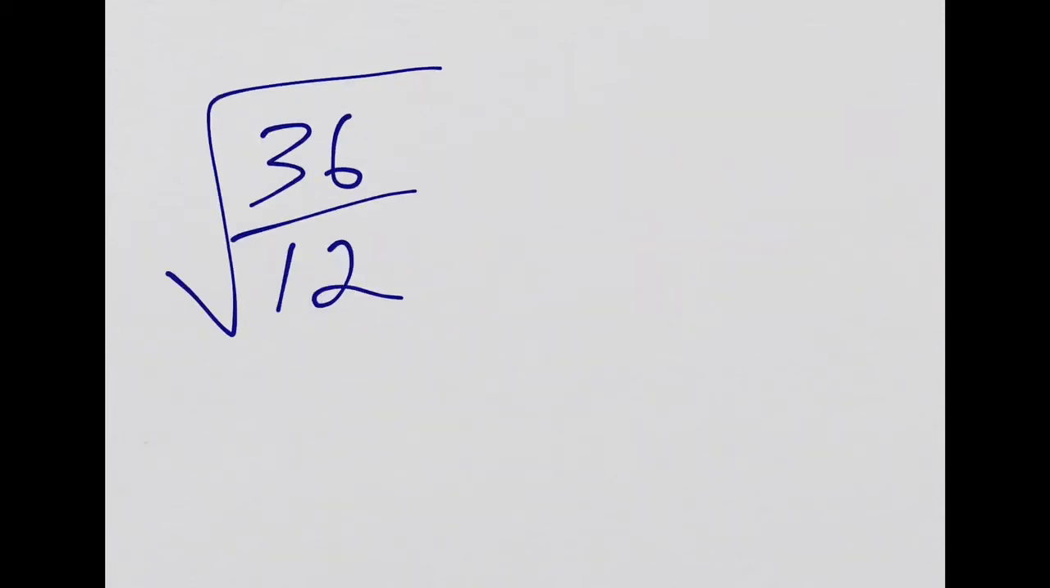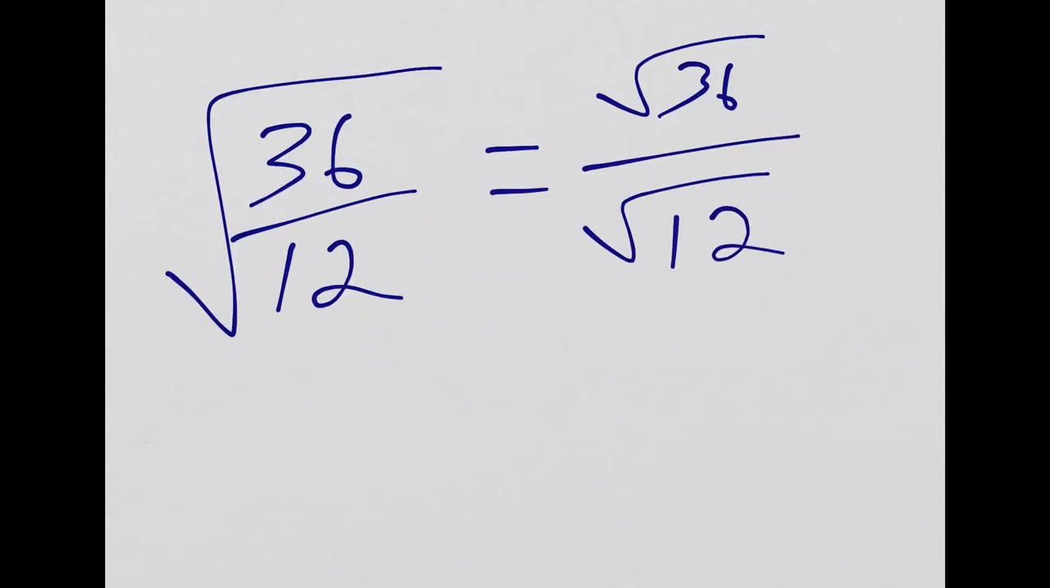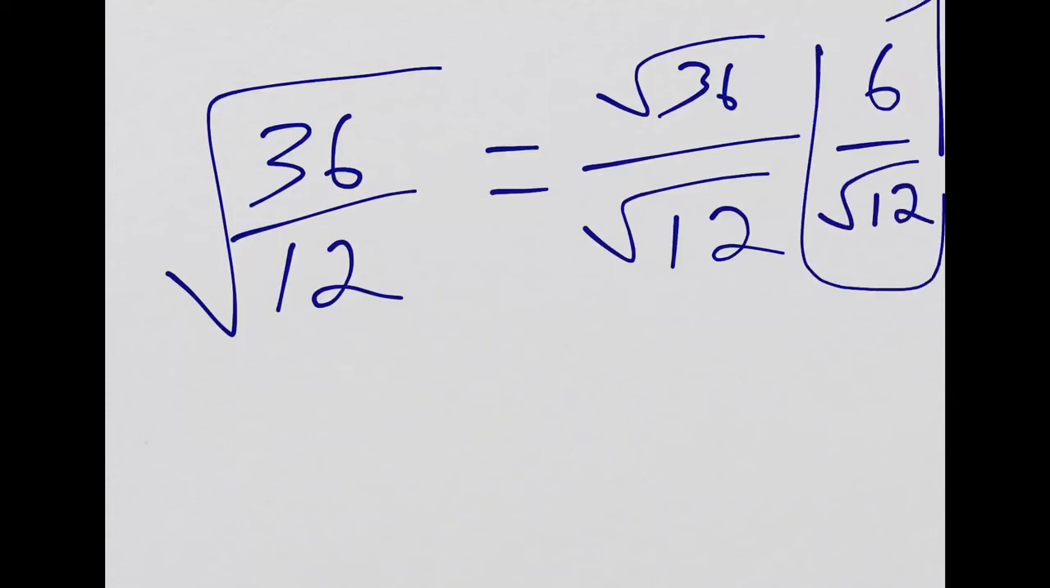When we are dividing square roots, we can split the entire square root into 2, and it becomes the square root of 36 divided by the square root of 12. This number on top we can simplify, and it becomes 6. On the bottom, the square root of 12 cannot be simplified, so we leave it like that.